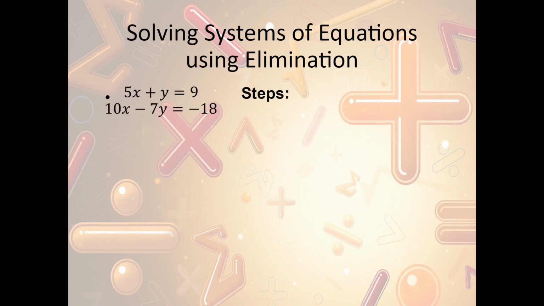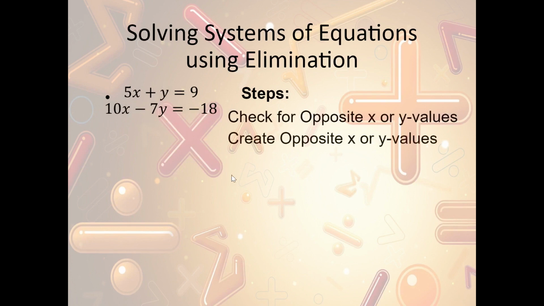Let's look at another example. We have 5x plus y is equal to 9 and 10x minus 7y is equal to negative 18. So again, check for opposites. Well, 5 and 10 are not opposites, and 1 and negative 7 are not opposites. So I need to create opposites.